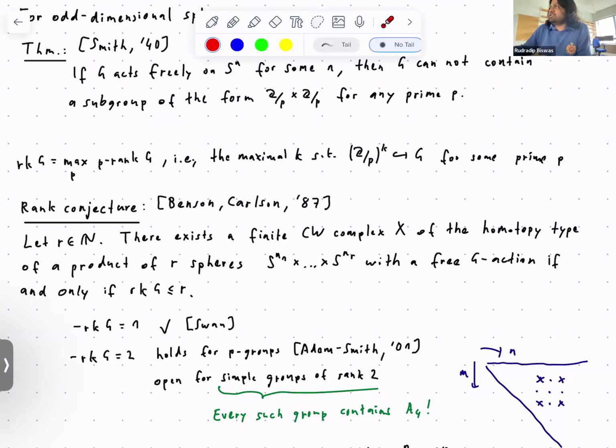I know which paper it is. It's called On Groups Which Act Freely and Properly on Finite Dimensional Homotopy Spheres. Thanks. I can't find the exact result that I'm looking for. I think it's Theorem B of this paper. But anyway, right. Any more questions?